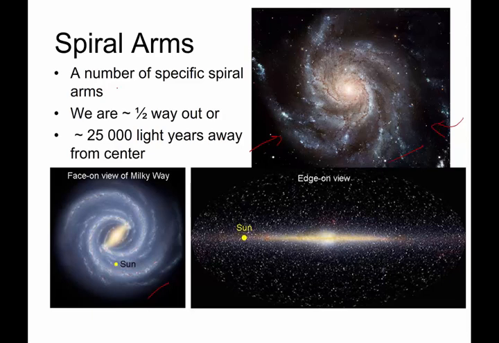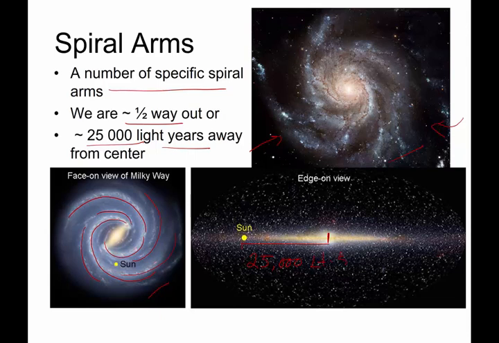So we are pretty sure that our galaxy contains a number of spiral arms. These spiral arms twirl outward, kind of like a fruit roll-up, out from that pinwheel center of our galaxy. We believe that we are approximately halfway out on one of the spiral arms and that we are approximately 25,000 light years away from the center. So that if this is the center of the Milky Way galaxy, you, me, and the sun and our solar system is about 25,000 light years away.